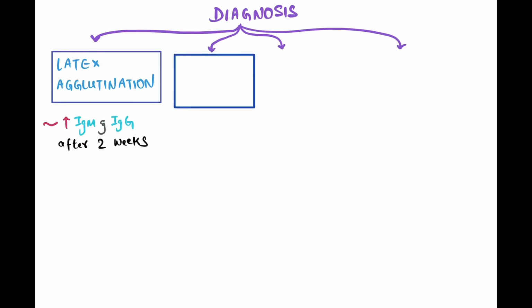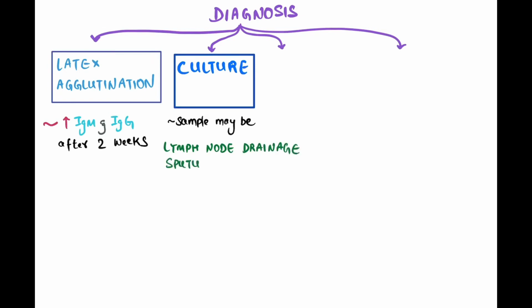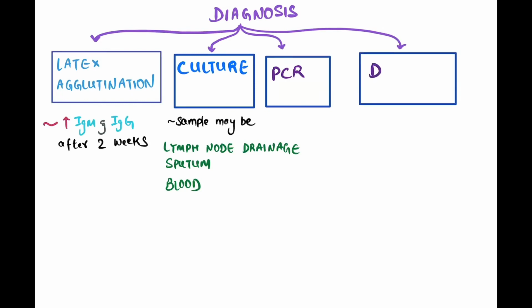Next is culture. As I already told you, the culture will take 2 to 3 days. So what is the sample? The sample may be lymph node drainage, sputum if you have a pneumonic-like condition, or maybe blood. So the third is PCR, the polymerase chain reaction, in which you will find the DNA of the bacteria. And the last one is the direct fluorescent antibody test.